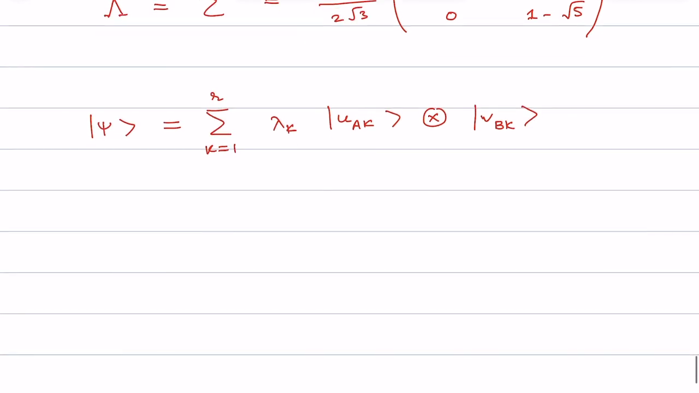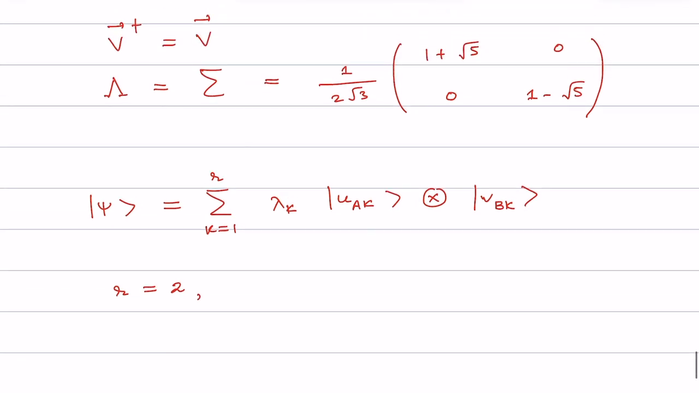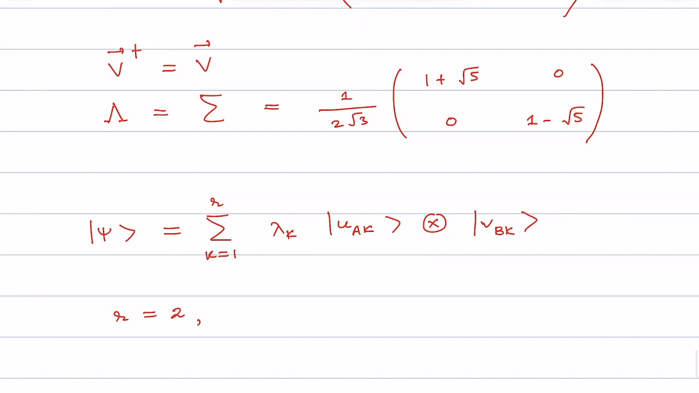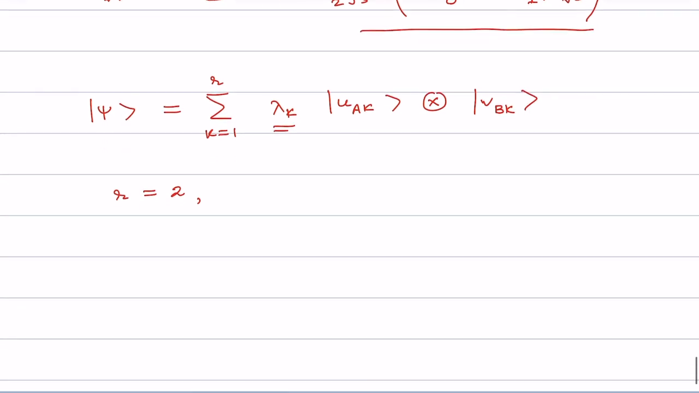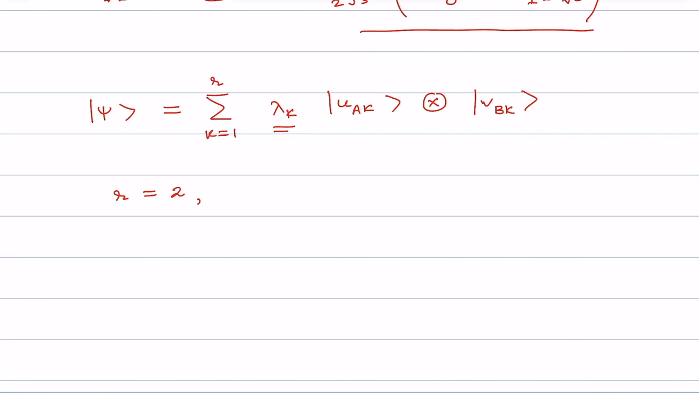And what about r here in this particular problem? Here, as you can see, r is going to be equal to 2. Why? Because there are two non-zero elements in the diagonal matrix, in the sigma matrix. As you can see here, there are two non-zero elements in sigma. So therefore, r is equal to 2. And what about the coefficient lambda? So there are going to be two coefficients, lambda 1 and lambda 2. So let us not mix that with the so-called eigenvalue. Here, I'm talking about the coefficient, the Smith coefficient.